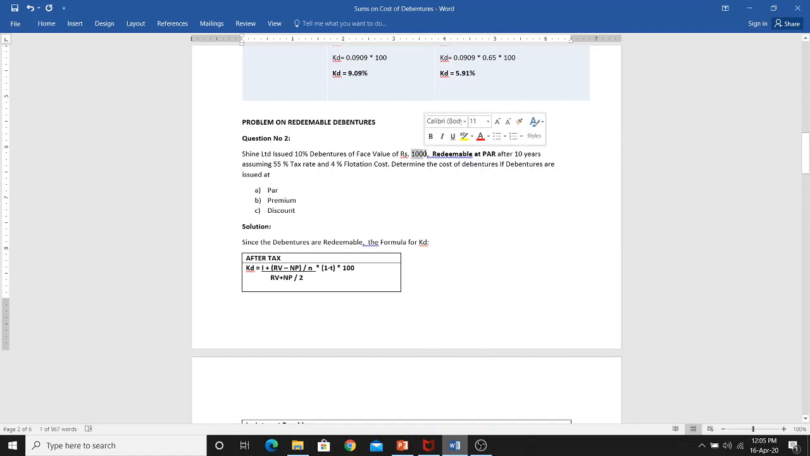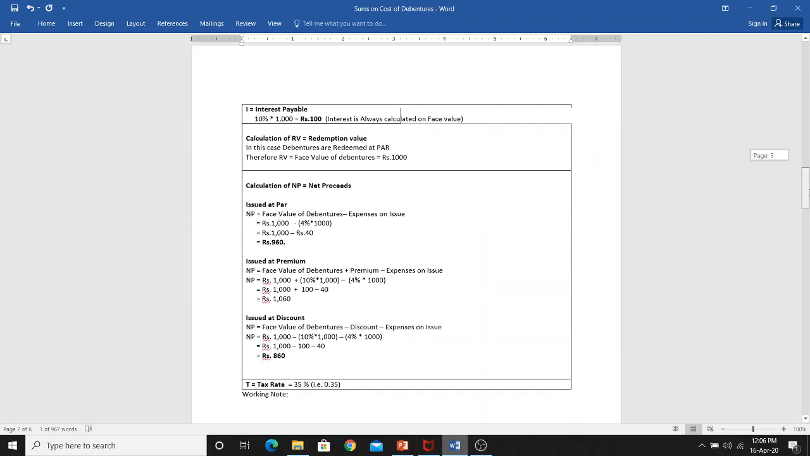So we have 4% of 1000, that is nothing but 40 rupees. So 1000 minus 40 is 960. When they are issued at premium, NP is nothing but the face value of debentures plus premium minus expenses on issue. So it is 1000 plus premium. Premium is always calculated on face value. In this case, face value is 1000. So 10% of 1000 minus 4% of 1000. This is flotation cost. So 1060.